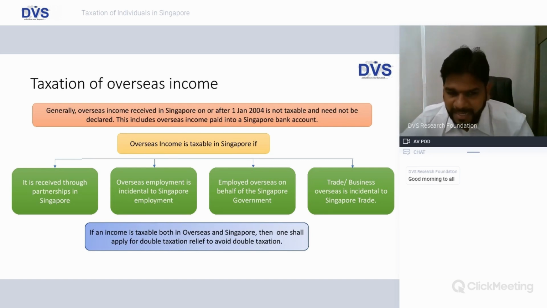But if an income is taxable both overseas and in Singapore, then one can apply for double taxation relief to avoid the double taxation. And as we know, 3 weeks back, Mr. Jugal Gala took a webinar on applying for a tax residency certificate in this case, and that follows the double taxation avoidance agreement benefits that can be utilized as well.